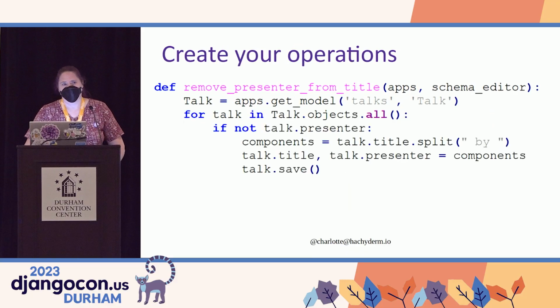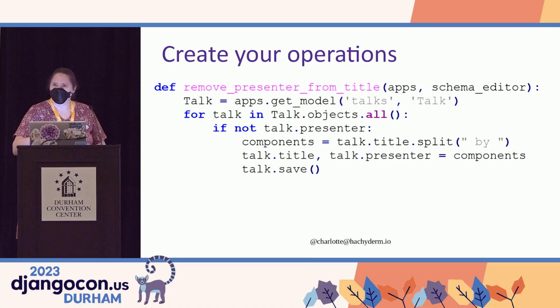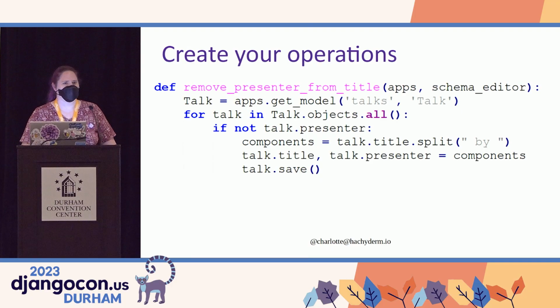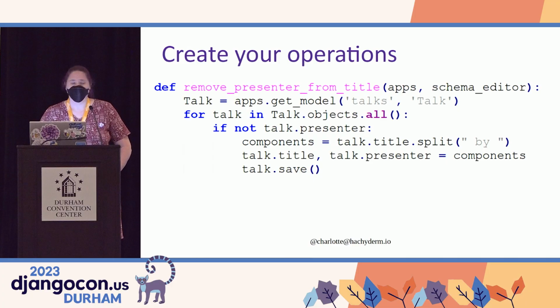Here's what my function looks like for my fix. All I'm doing is iterating over all of the talks in the database. If it's missing the presenter field, then I figure it's one of these oopses. I split my talk title using that "by" text that was in between the title and the presenter name, and then dump those components back into the fields where they belong. Very important, I'm calling my talk.save.